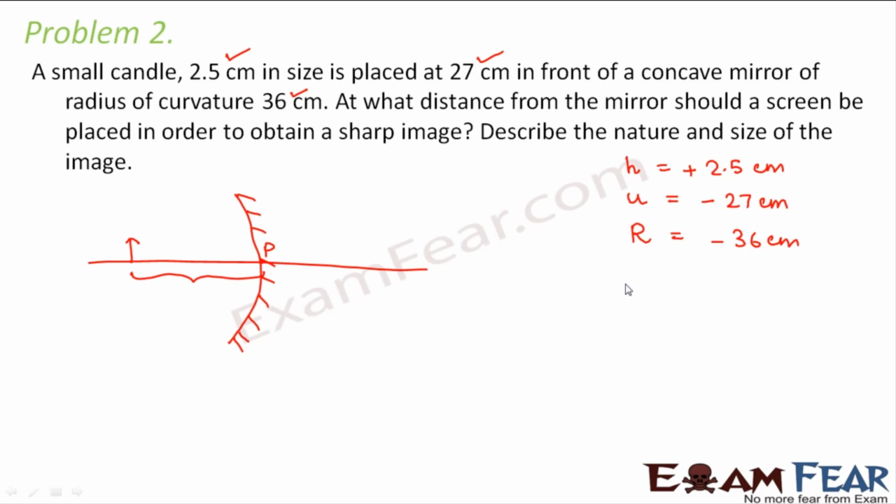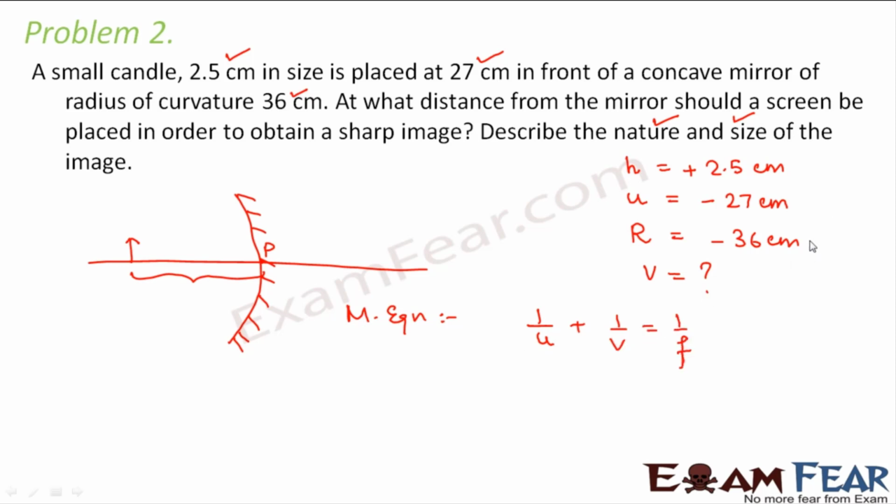So we have to calculate at what distance from the mirror a screen should be placed in order to obtain a sharp image. So where should you place the screen so that you get a sharp image? You should calculate the distance at which the image will be formed, so that you can place the screen at that location itself. That means you have to calculate the value of v, and also tell about the nature and size of the image. So let us first calculate v using the mirror equation. Using the mirror equation, we know that 1/u + 1/v = 1/f.